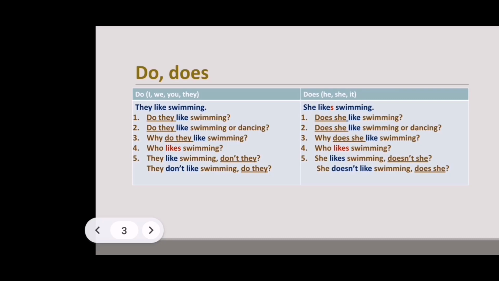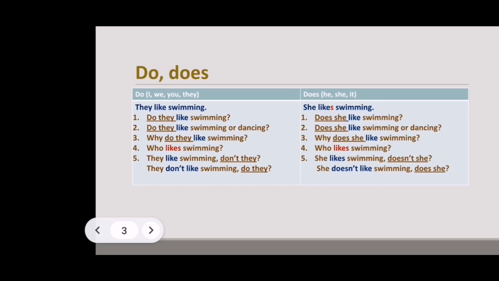Now does. The general idea is the same. The sentence, she likes swimming, because of the pronoun she. Yes-no question, does she like swimming? We use does, so the verb should be without any endings. Alternative question, does she like swimming or dancing? Why question, why does she like swimming?